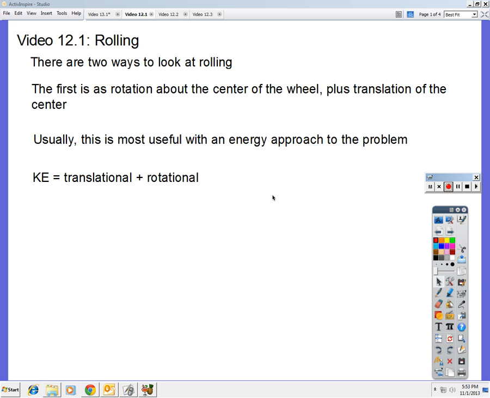So if you've got a wheel rolling on flat ground, you could treat it as sliding plus rotation. That's the usual way we think about it. The center of mass is translating, and the wheel is rotating about the center of mass. So in this case, we'll usually take an energy approach.